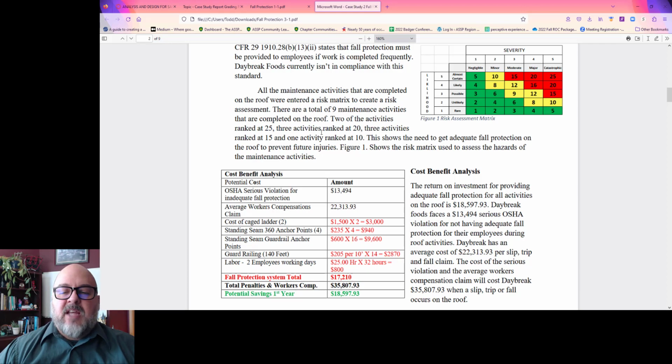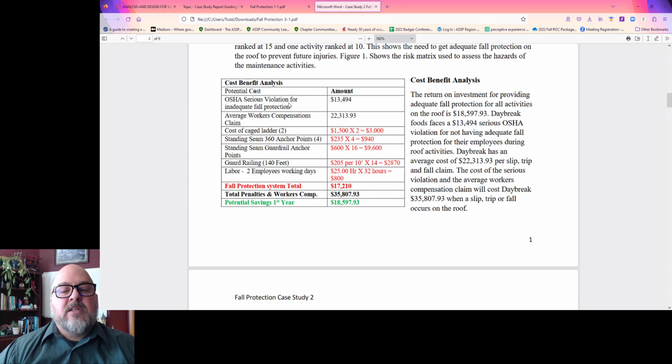It'd be nice if this was in a table, but I follow it. This shows the need to get adequate fall protection, cost-benefit analysis. Okay, a serious violation, work comp, 22. I wish there was a dollar sign there, but yeah, 22 is reasonable. Cage ladder, seam point, standing rail guard, labor. Sean. Are you guys liking this? It'd be nice if he actually reported what the ROI is instead of the potential savings, but good. Don't go down to the pennies, Sean.